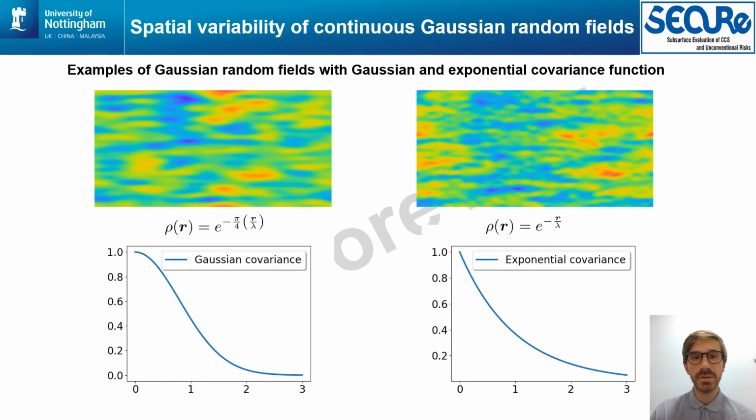This slide shows a couple of continuous Gaussian random field examples. On the left side, we have a Gaussian random field characterized by Gaussian covariance, while on the right, the covariance function of the Gaussian field is exponential. Lambda here is the correlation length.